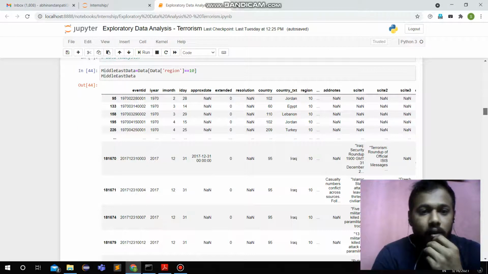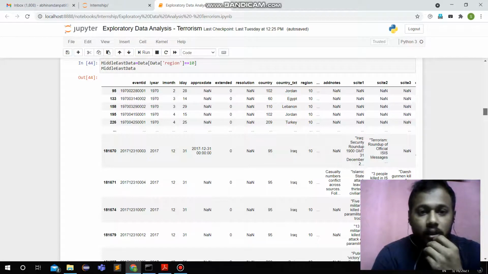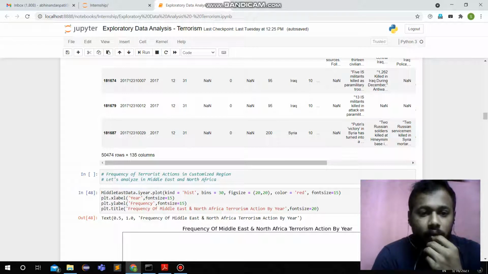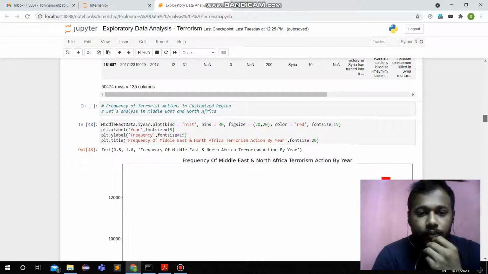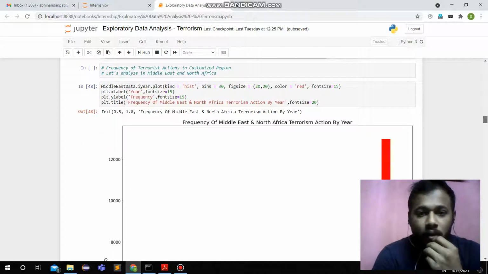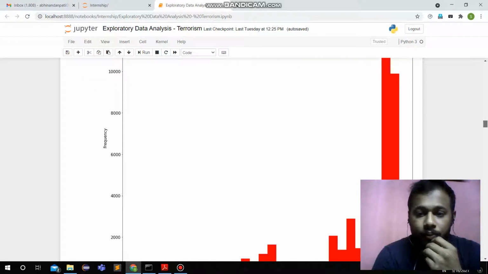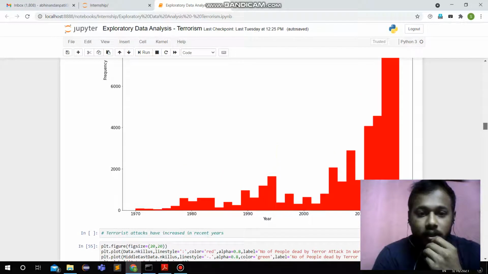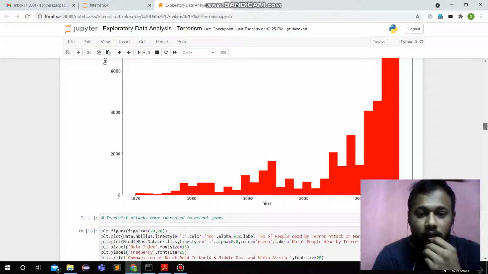Here is the Middle East dataset. Now the frequency of terrorist action in a customized region: let's analyze the Middle East and North Africa. Here I plot the hist plot for analysis of the frequency of Middle East and North Africa terrorism actions by year. Here is the hist plot. From our plot, it is clear that terrorist attacks have increased in recent years.